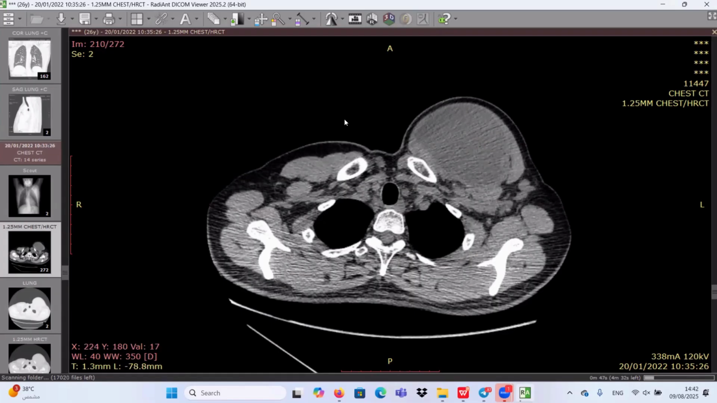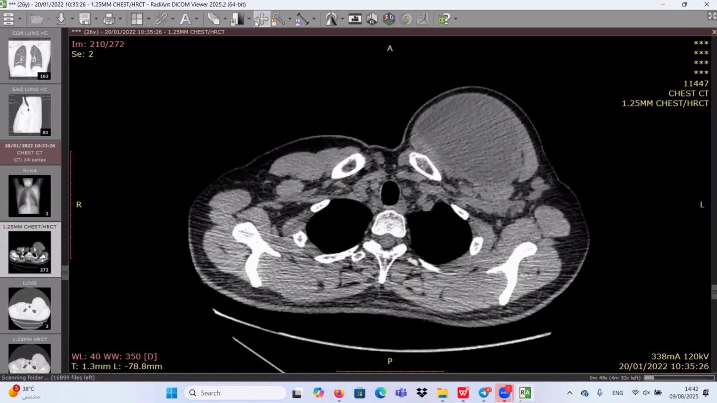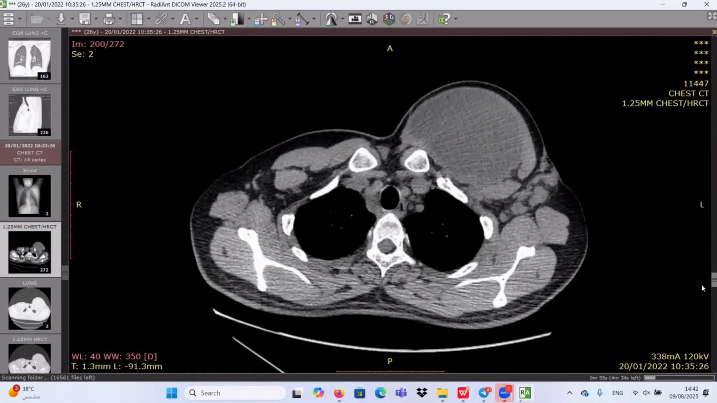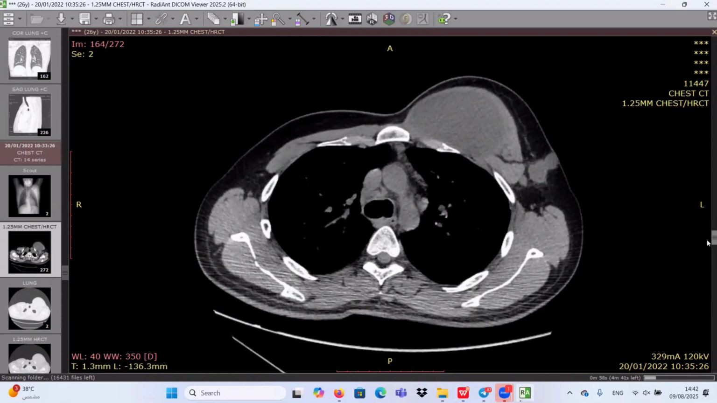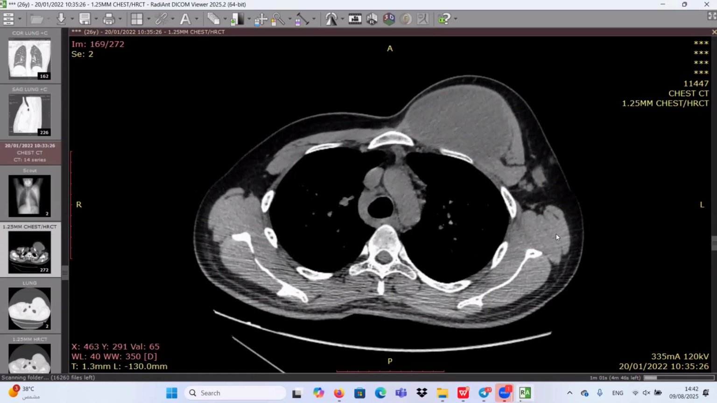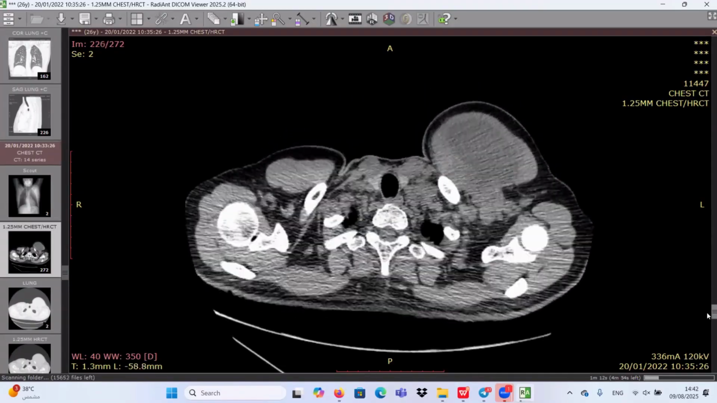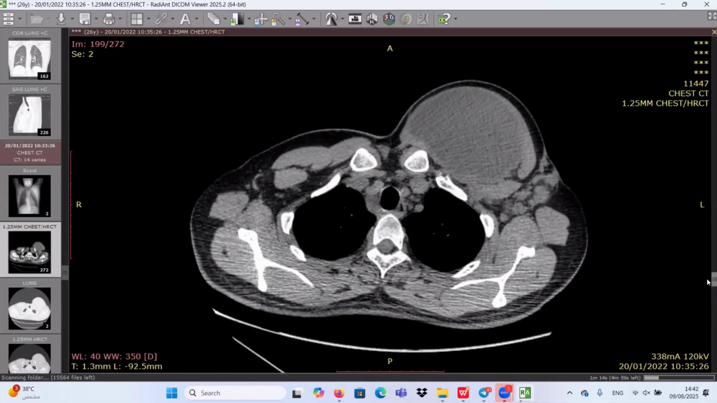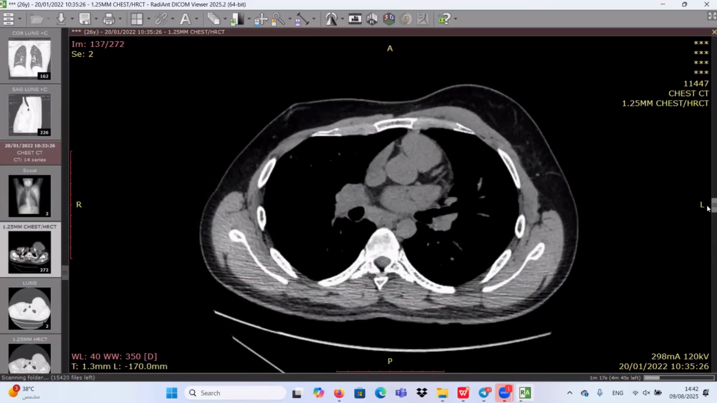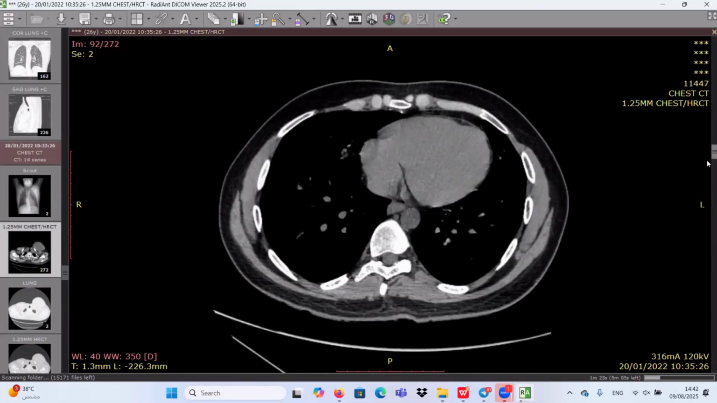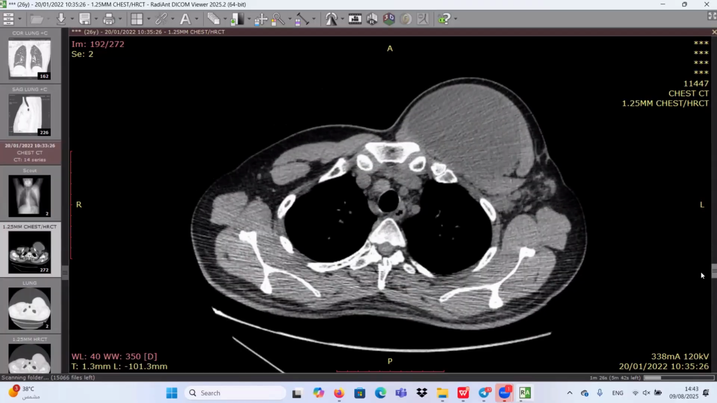This case is a young adult patient complaining of slowly growing chest wall swelling. I've been provided with axial non-contrast CT images of the chest in a middle-aged male who has been complaining of a left neck and chest wall swelling. Can you please scroll, sir, for me? No problem.